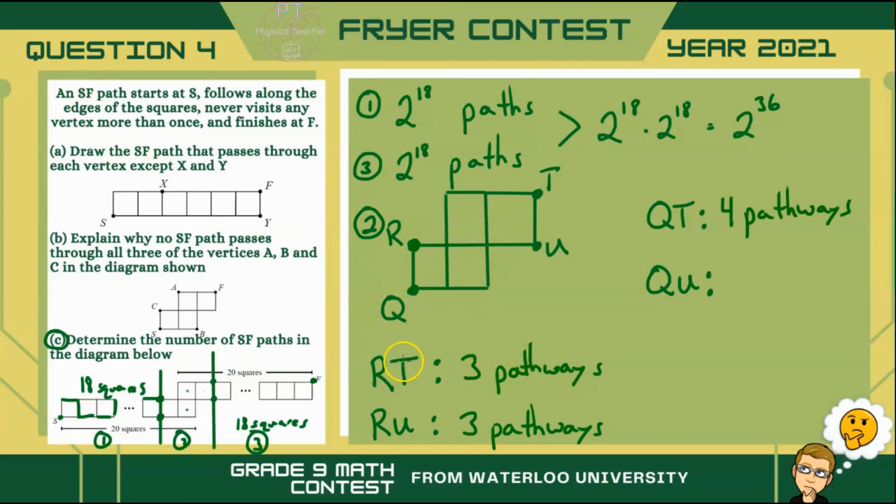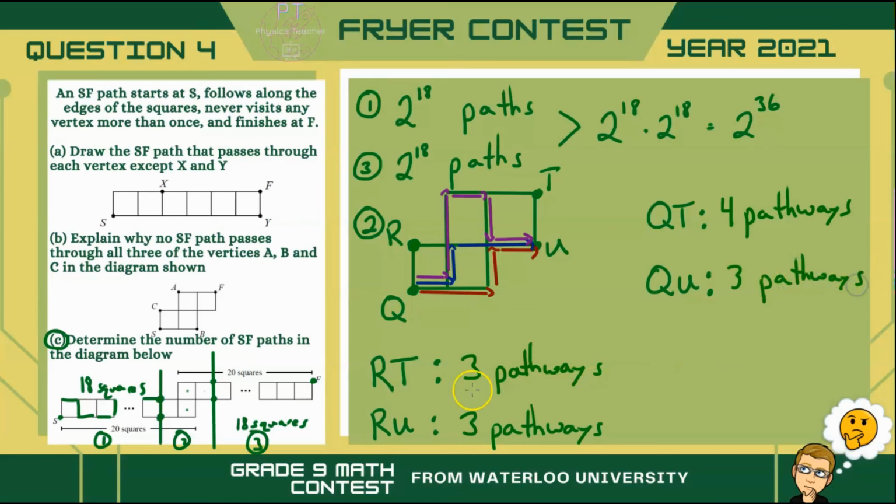Finally, let's look at how many pathways there are to go from Q to U without passing through R or T. So our first one would be probably the simplest one. There's one pathway. Next, we could go up here. And then finally, the longest pathway would be to go up all the way over and back down. And that's all the pathways you can take. So there are 3 possible pathways to go from Q to U.